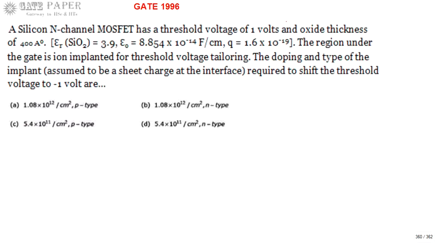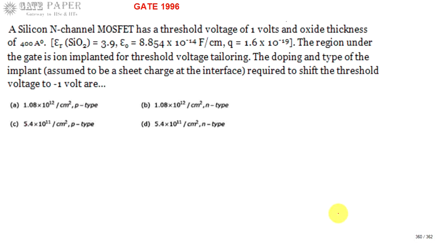By using the ion implantation technique, it is required to change the threshold voltage from +1 volt to -1 volt. To achieve this, you have to find out the type of doping and the type of impurities used. What is the doping and type of implant required to achieve that +1 volt to -1 volt threshold voltage change?